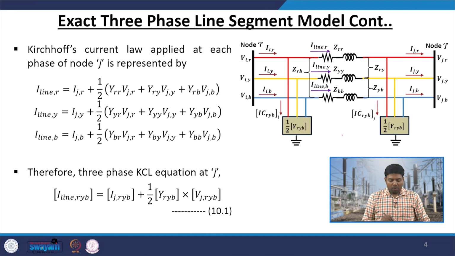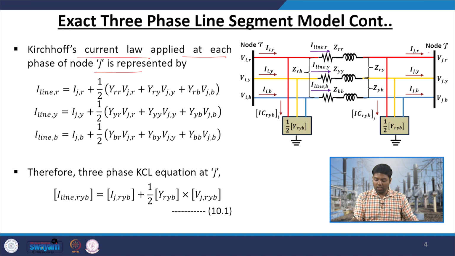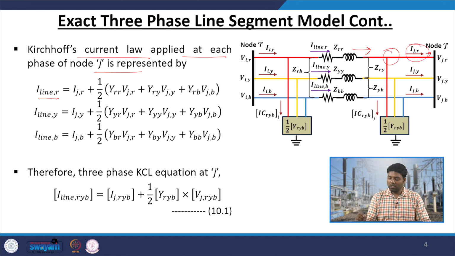So, this is our model. First, we will apply Kirchhoff's current law at the node J, that means at this point. So, what are the currents? Your incoming current is I line, and your outgoing current is I j plus your shunt current.